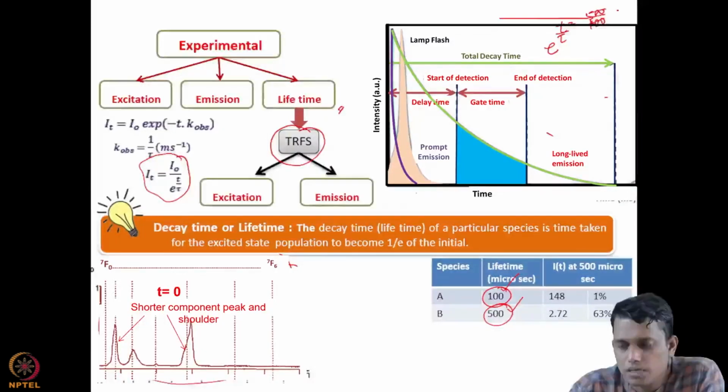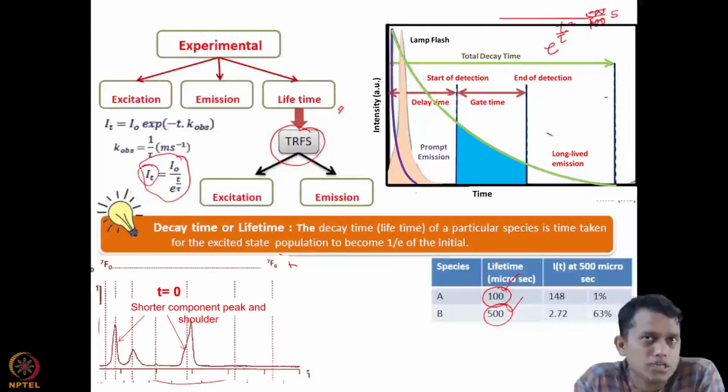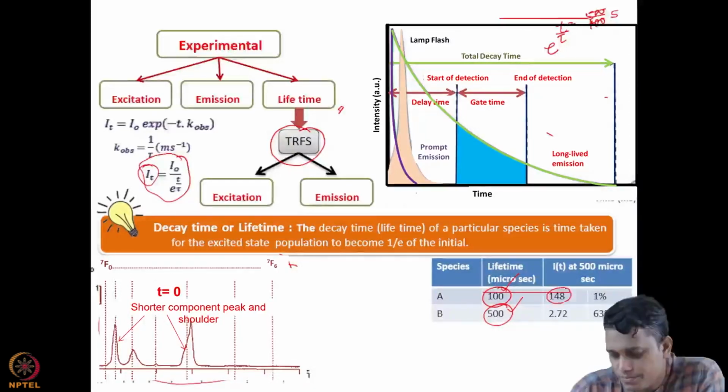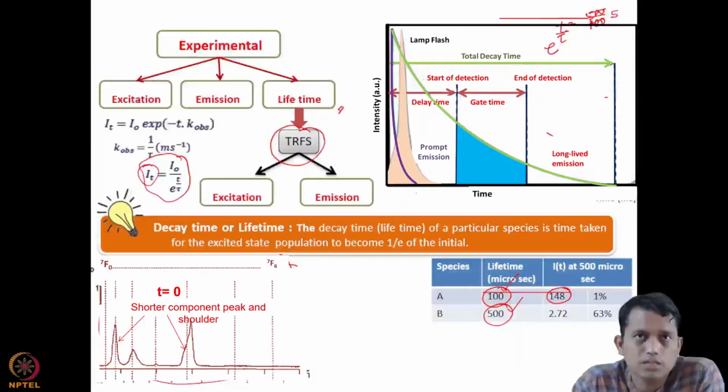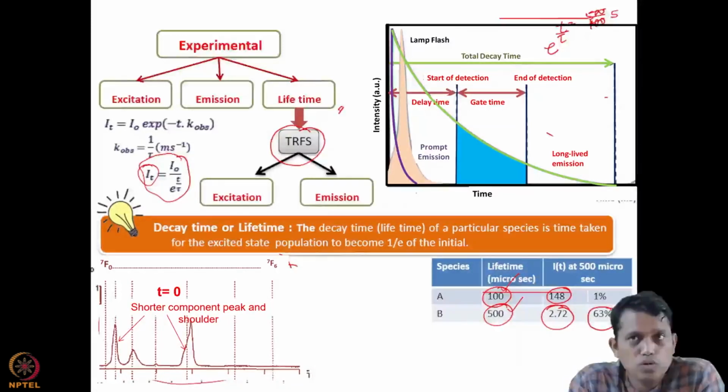So here I'm getting a value of e to the power 5. You can see my intensity at around 500 microsecond is nothing but I naught divided by e to the power 5, which means there is a decrease of around 148 times in the excitation state of the smaller component, whereas the longer component has only one decay life. So for this, the decrease is just 2.72 times, or mainly the signal that is there is 63% from the L2 and hardly 1% from the L1, the shorter component.